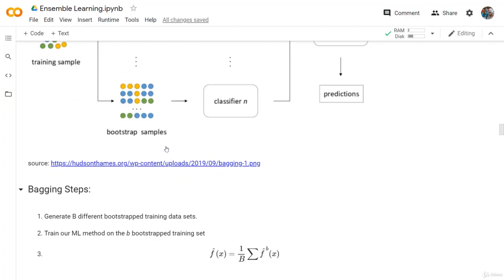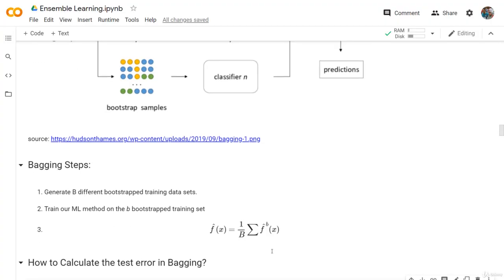So we train our machine learning models using these bootstrapped samples, and then in order to make predictions, we take the average over the models. For each model we come up with a prediction, and we sum these predictions together and divide by the number of predictors. So basically we are taking the average, right? So these are the bagging steps.